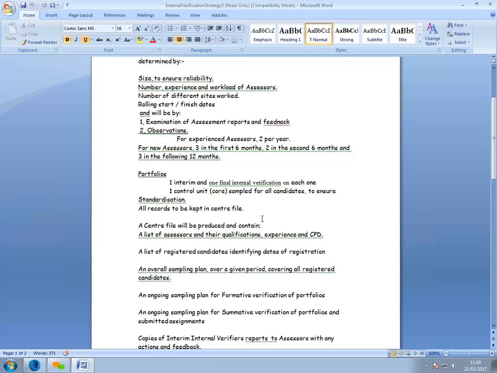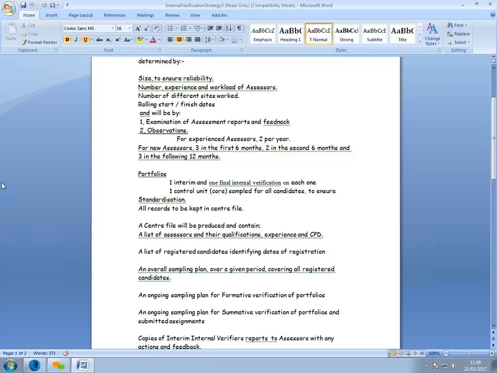The centre file will be produced, because again, if they haven't got one, they have to produce a centre file. It will contain a list of assessors and their qualifications, experience, and any TPD that they were involved in. A list of registered candidates identifying the dates of registration. An overall sampling plan over a given period covering all registered candidates. An ongoing sampling plan for formative verification of portfolios.